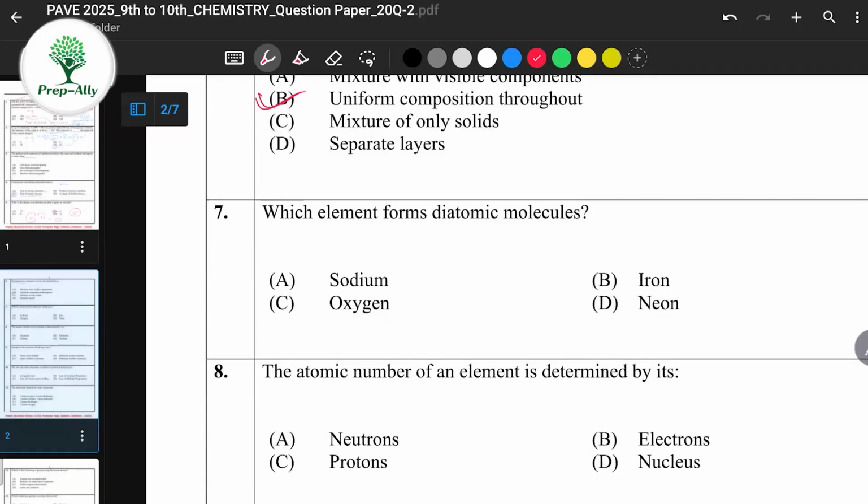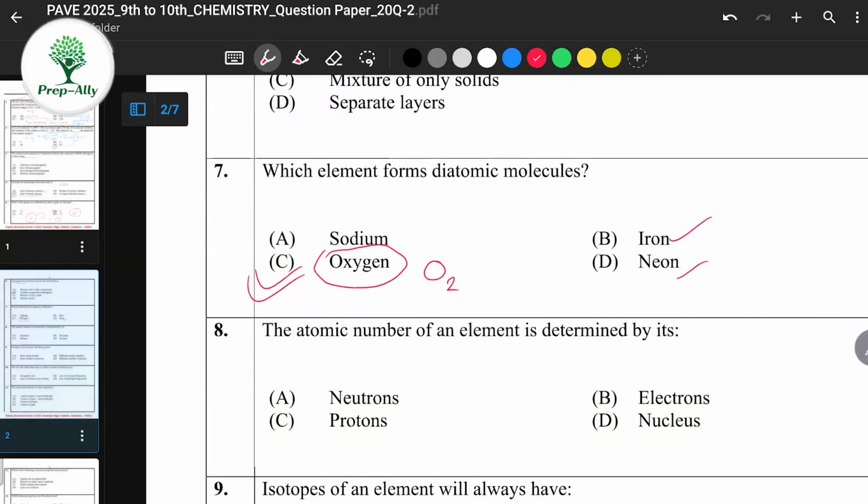Question number 7. Which element forms a diatomic molecule? So sodium is a metal. It exists in crystal form. Iron is a metal. Noble gas, this neon, exists in a monoatomic form. The only correct option is oxygen because oxygen exists in the form of O2. Option C is correct.